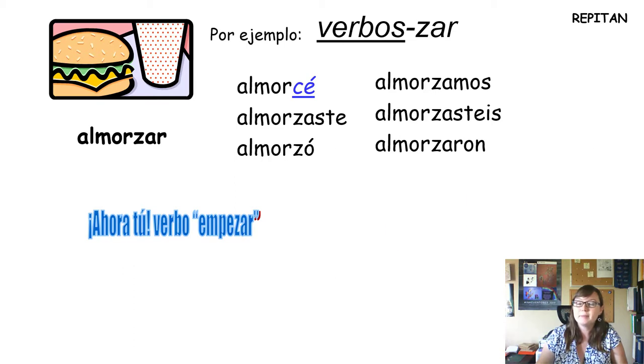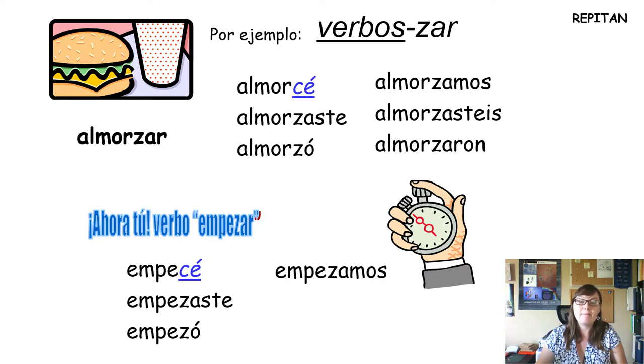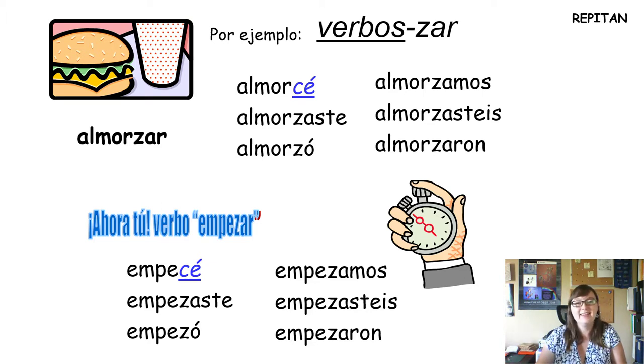Yo empecé with a C. So that Z has to change to a C. Empecé. Empezaste. Empezó. Empezamos. Empezasteis. Empezaron. All right. I bet you got it all right.